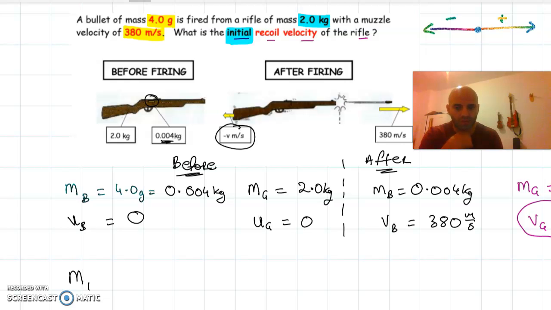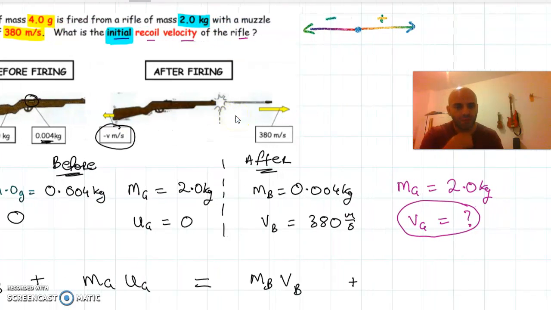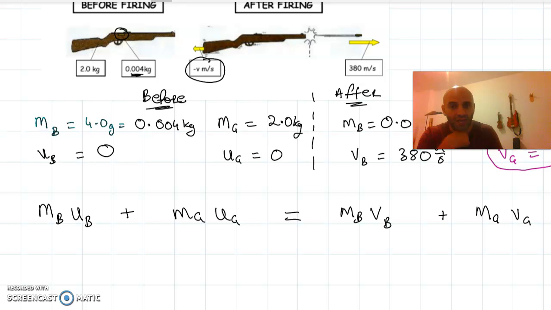So the momentum before: the mass of the bullet times the initial velocity of the bullet, plus the mass of the gun times the initial velocity of the gun, is going to be equal to the mass of the bullet times the final velocity of the bullet plus the mass of the gun times the final velocity of the gun. I know that's a bit of a mouthful of an equation, but about half of that is just about to disappear in a second. So I know that this one is 0.004.